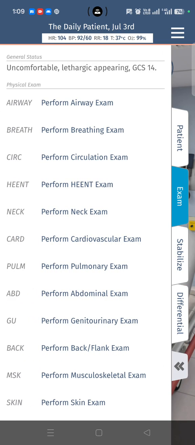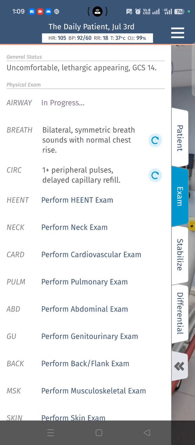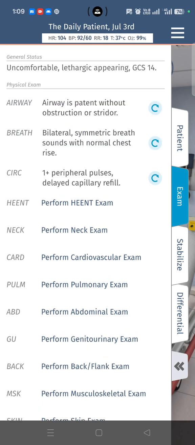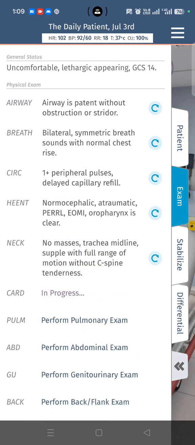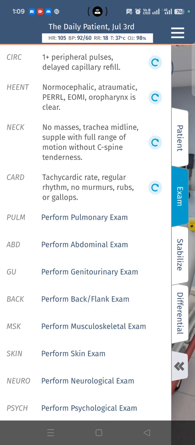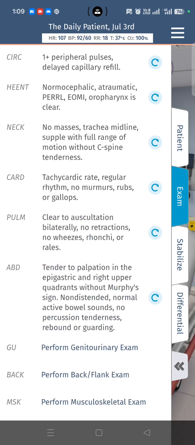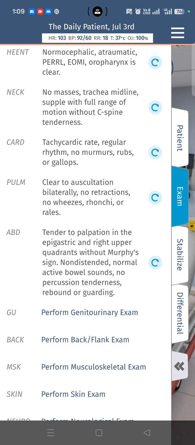Let's conduct basic examinations like checking circulation, airway, breathing, which are all normal. In cardiac examination, we can see the patient has tachycardia. In abdominal examination, we can see tenderness to palpation in the epigastric and right upper quadrant without Murphy's sign.